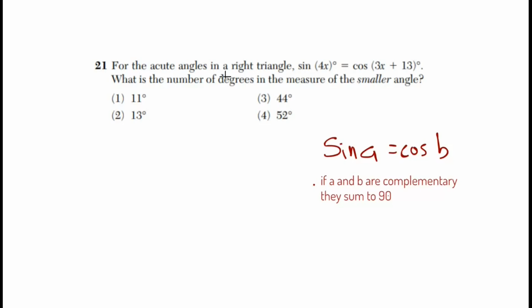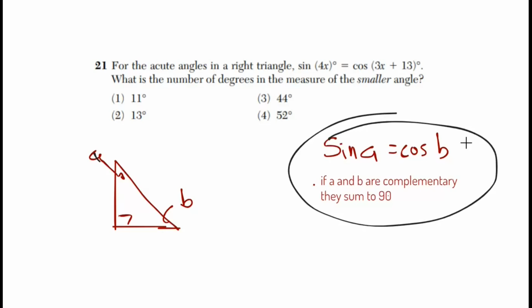So what they're asking us here, in a right triangle, that's the important part. If I draw this out, we've got a right triangle-ish, there's 90 degrees. We'll call this angle A, and we'll call this angle B. If this is true, that means that whatever this expression is and whatever this expression is, if I add them together, I get 90. And what they want us to find out is the measure of the smaller angle.